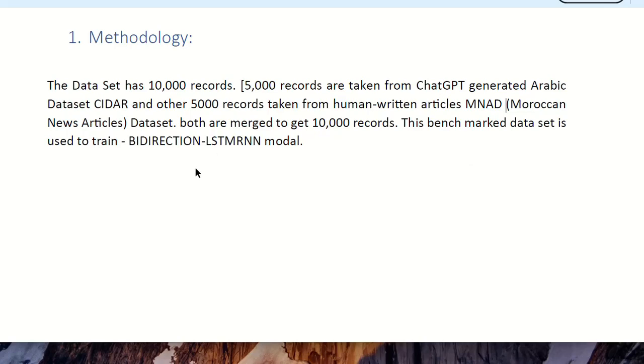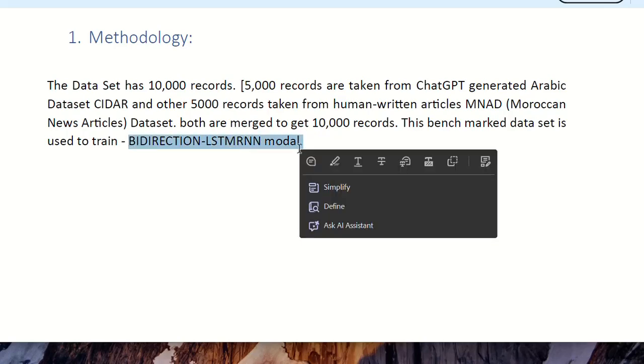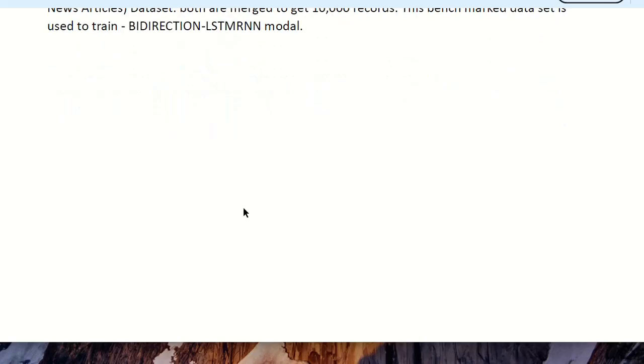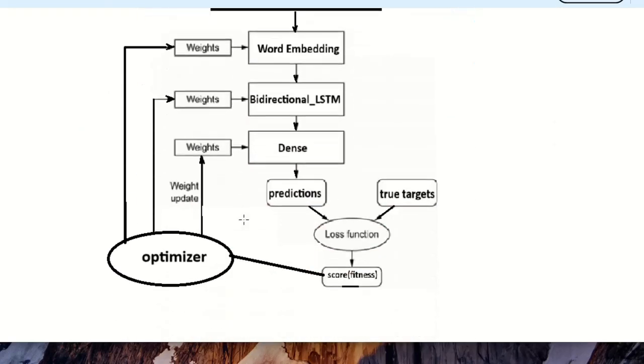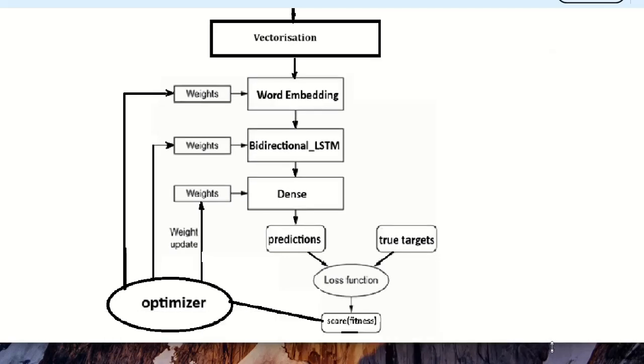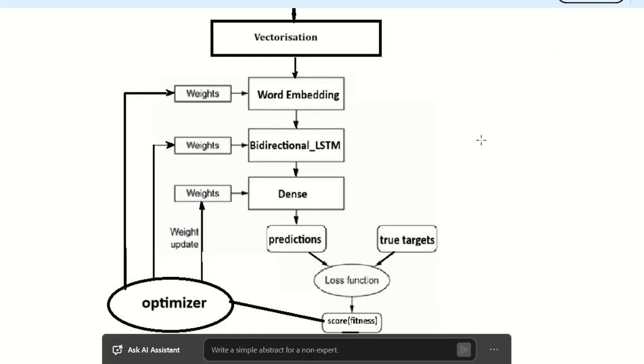We have developed a model called the bidirectional LSTM RNN model. This is an AI deep learning model based on recurrent neural networks, meaning the bidirectional LSTM RNN model. The architecture of the model is very clearly explained in the diagram which we are showing now. See, this is the diagram.